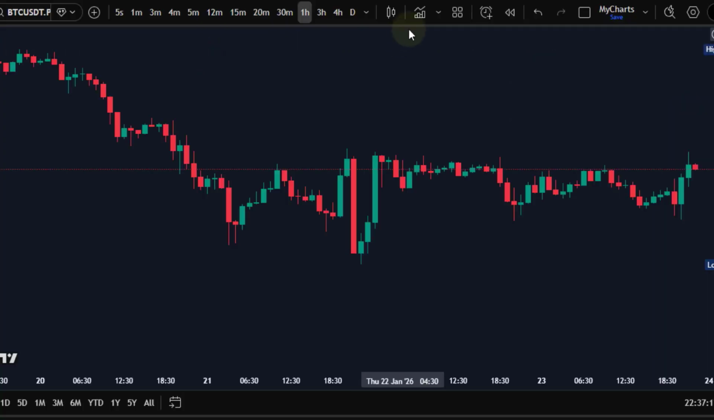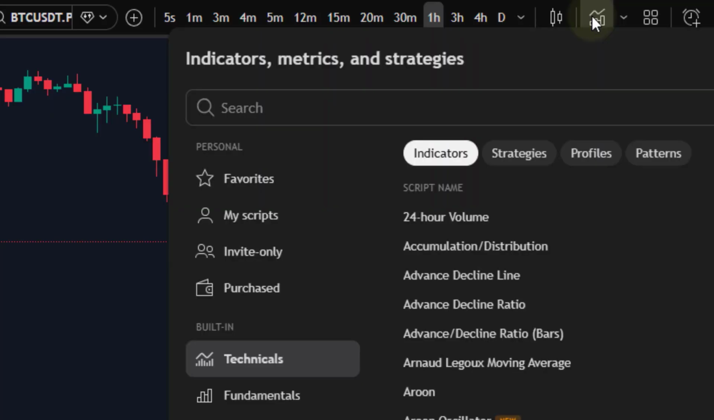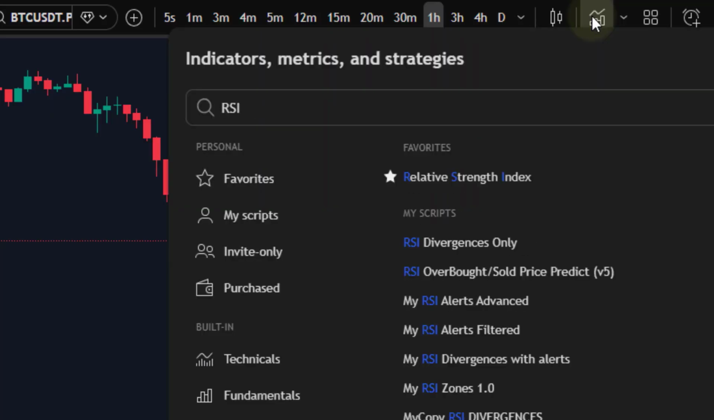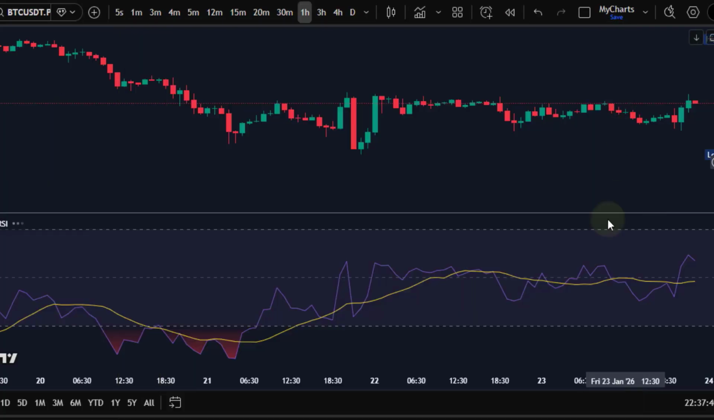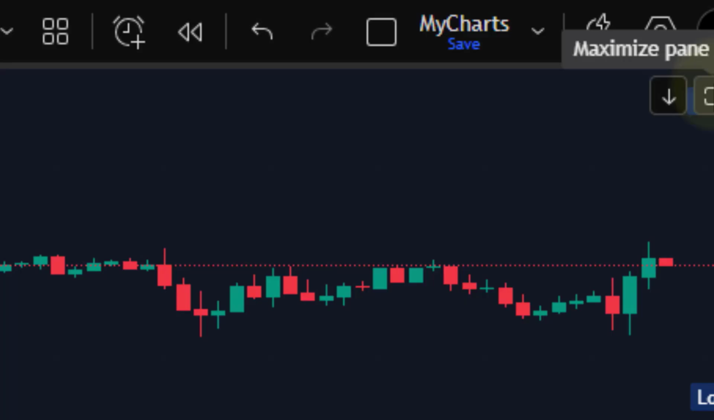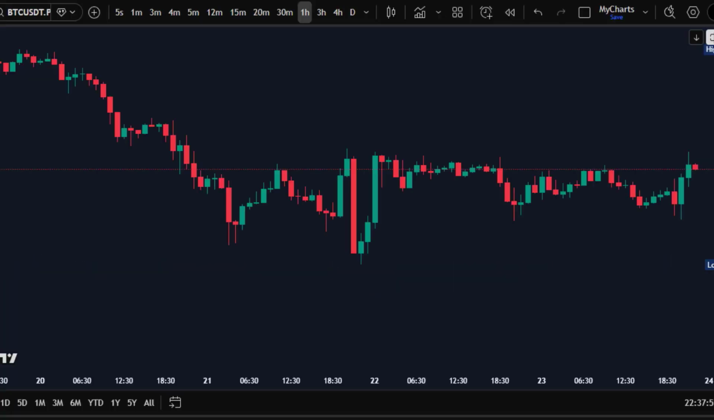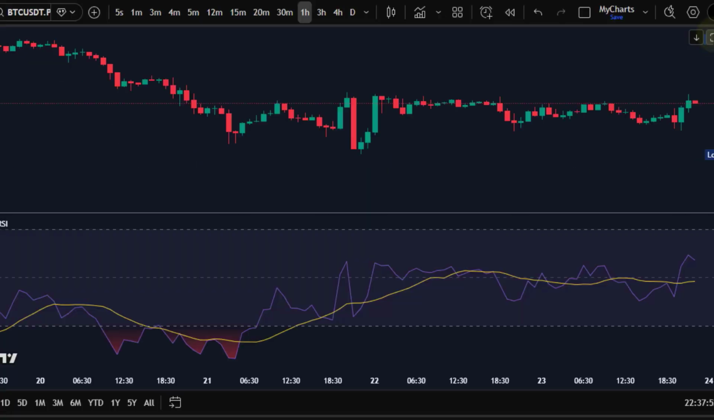Let's add RSI to the chart. I'll go to Indicators, search for RSI, and add it here. As you can see, RSI is added as a separate pane below the price chart. If you want to maximize the price chart, you can use this button at the top right corner of the RSI pane. And to restore the RSI pane again, simply use the same button.